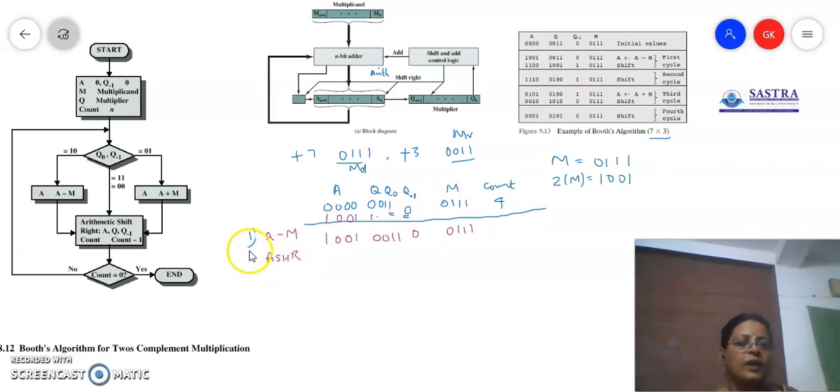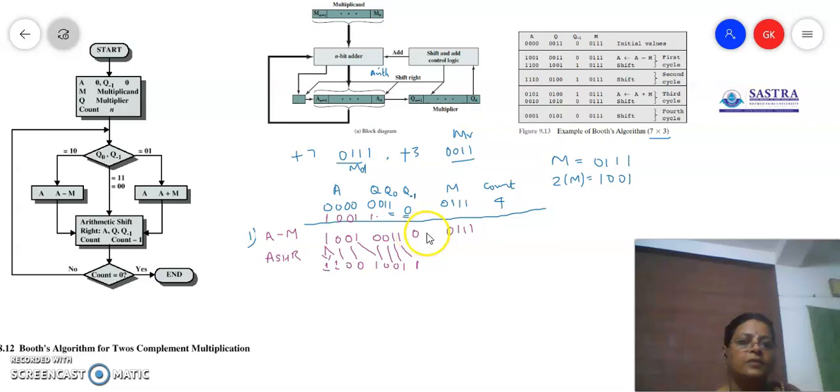How will you do arithmetic shift right? Please follow. This bit has to be written as such, you should not disturb it. Then this 1 will come to this position, and this 0 will come to this position, and this 0 will come here, and this 1 will come here. And this 0 will come here, and this 0 will come here, and this 1 will come here, and this 1 will go to the next position and this 1 will come here.